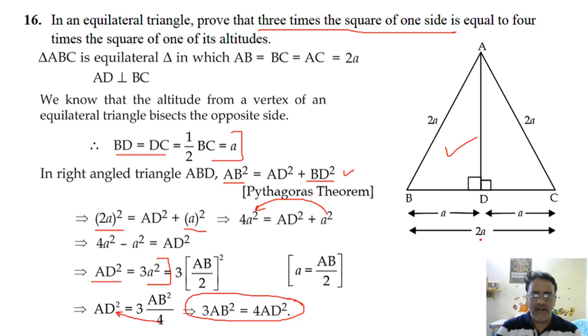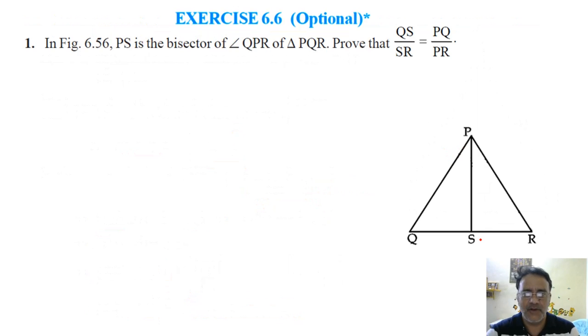Now this is the last important question from exercise 6.5 and the 6.6 optional exercise. I would like to explain two questions, the first and the ninth question, because these two questions are good and a board can give these two questions. In figure 6.56, PS is the bisector of angle QPR. So these two angles are equal. Prove that QS upon SR is equals to PQ upon PR.